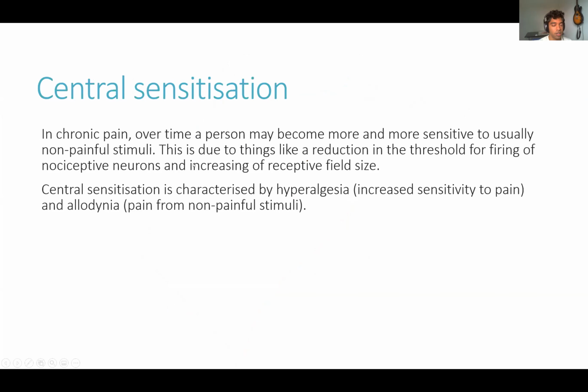Central sensitization is when we get so much pain, chronically, that we become more sensitive to it. So there's a lower threshold for pain, and it's characterized by hyperalgesia, so increased sensitivity, and allodynia, which is pain from non-painful stimuli.